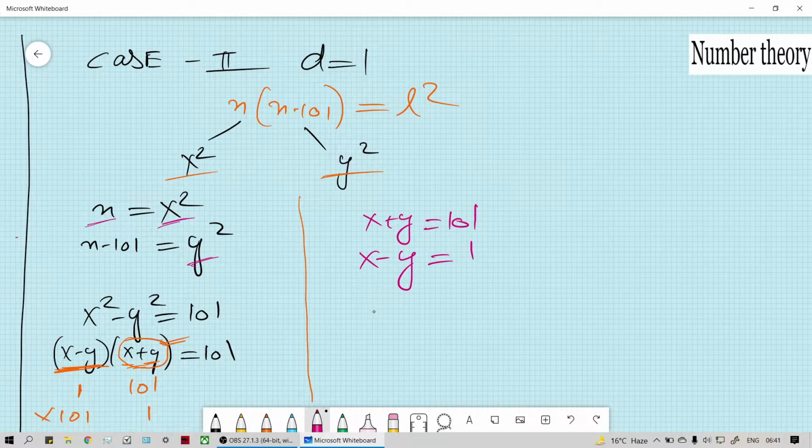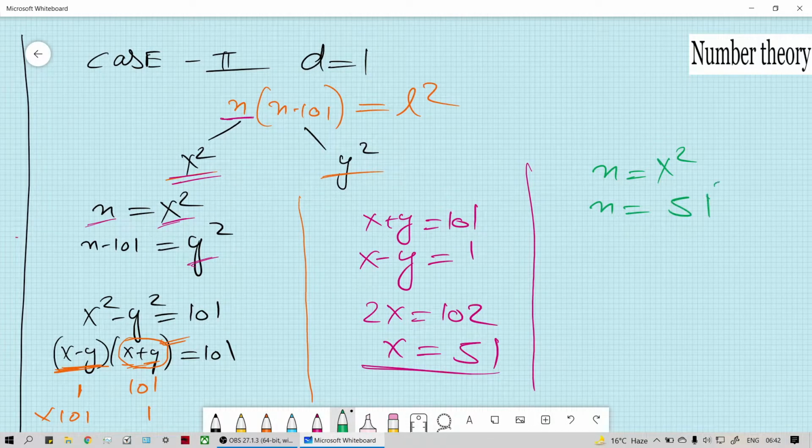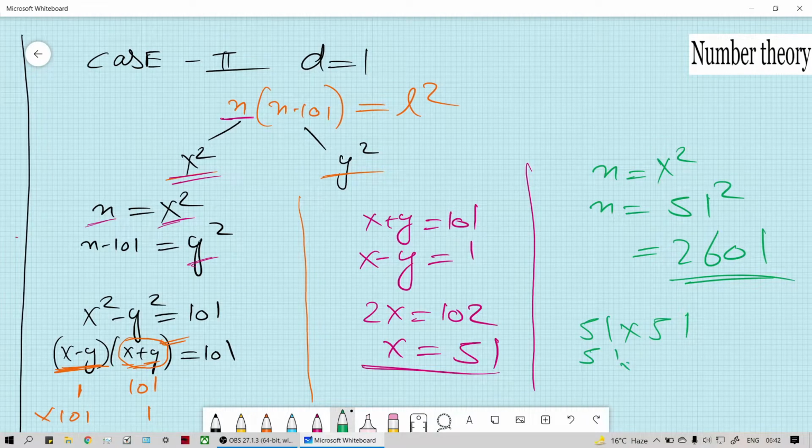We add them up, we get 2x equals 102. From here we get x is 51, and our n was x squared. So n is 51 squared, which comes out to be 2601. We can cross check it. Let's check this quickly. Yes, 2601 it's coming out to be. You can check it on your own. This is our second answer.